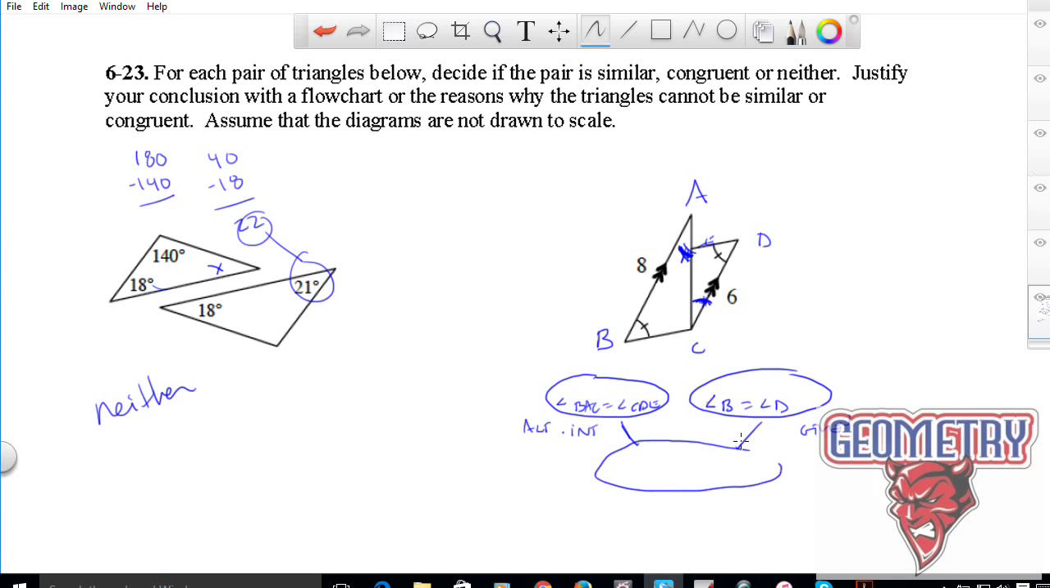Using those two pieces of information, those two angles, we can say that triangle ABC is, it's not equal, it is similar to triangle, let's see, ABC matches up with CDE. And the reason that they are similar is because of angle-angle similarity. So the first pair, nothing going on at all. Second pair was just similar by angle-angle.